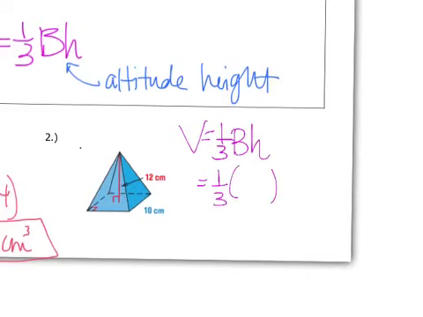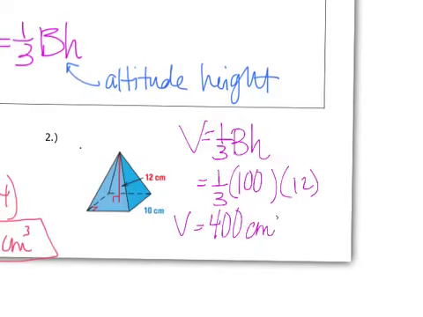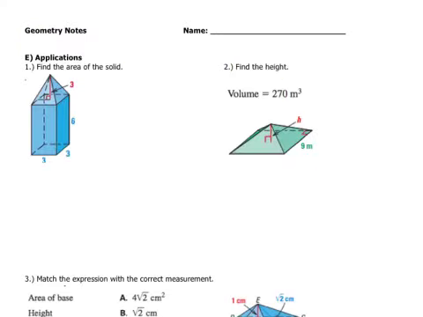Carrie, what's the area of our base? 100. 100, and our height? 12. 12. What's our final volume here? 400 centimeters cubed. 400 centimeters cubed. Good. Okay, so those are just our more straightforward plug and chug. We'll have a little bit more application problems.